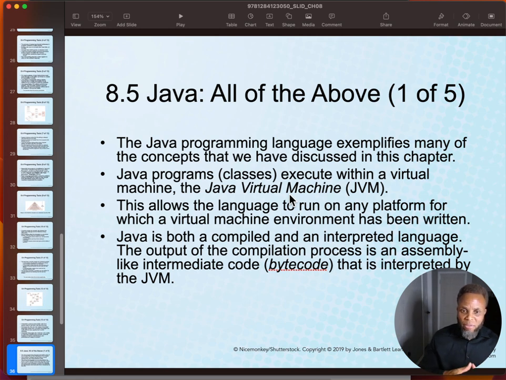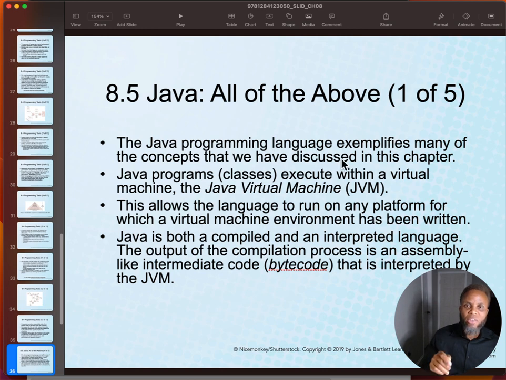Java and C#, they have this system called the Java Virtual Machine for Java, and for C#, Microsoft calls it the .NET CLR. These are systems or software that run on the machine. So you have a JVM for Windows, you have a JVM for Mac, you have a JVM for Linux. And similarly, you have a .NET CLR for Windows, for Mac, and for Linux. What happens is that these things allow the language to run on any platform for which the virtual machine has been written. Okay, now Java is both a compiled and an interpreted language.